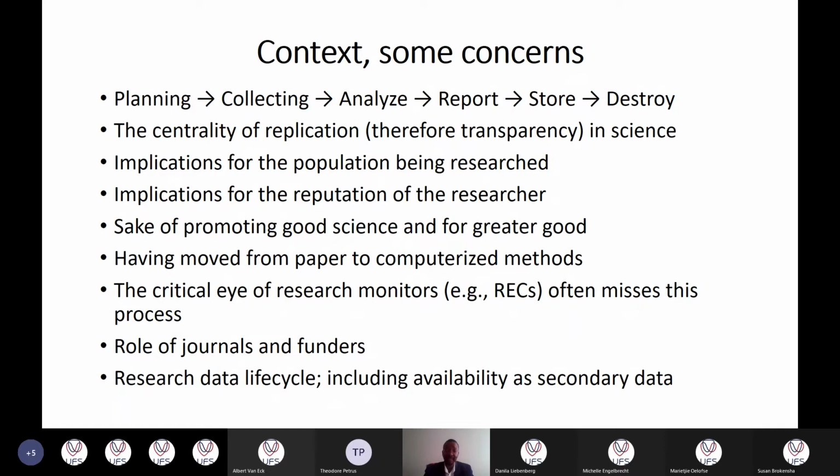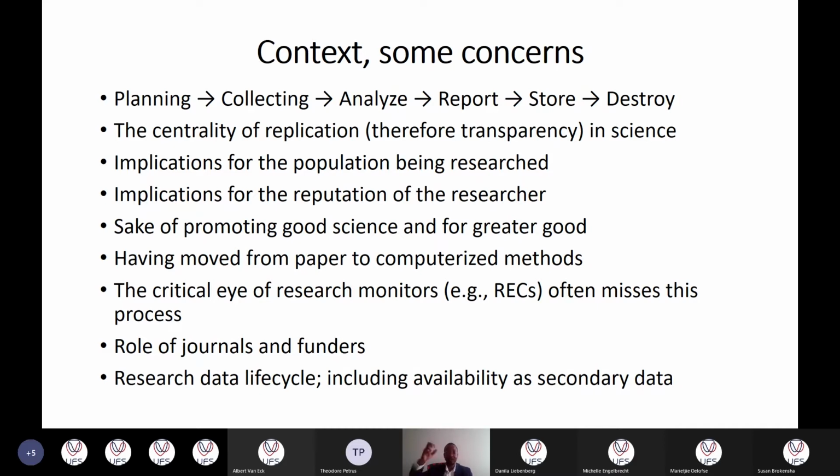And critically important, we have moved from paper formats of data to computerized methods, and increasingly so. In fact, I find that we need to embrace this computerization of the work that we do more and more, right? And there's also this concern of what I call the critical eye of the research monitors. These are people like the RECs and so on, whether we like them or not. There ought to be research partners with us. And even they would miss this aspect of the process. They would want to perhaps check how you're going to collect your data and so on. But whoever comes back and says, but how have you managed your data in an ethical fashion? And of course, what role should journals and funders play in this specific area of work?